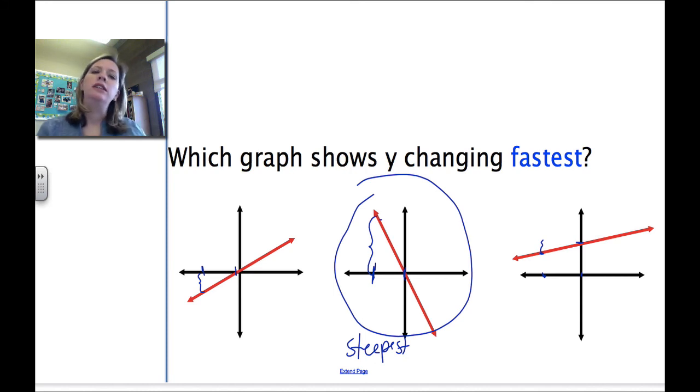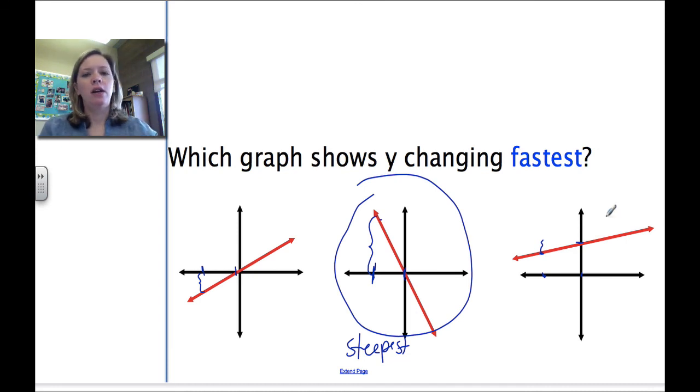But it also has a slightly different slope because, as you can see, the first and the last are rising from left to right, and the middle one is falling from left to right. So we're going to use a positive and negative value to identify whether it's rising or falling from left to right.